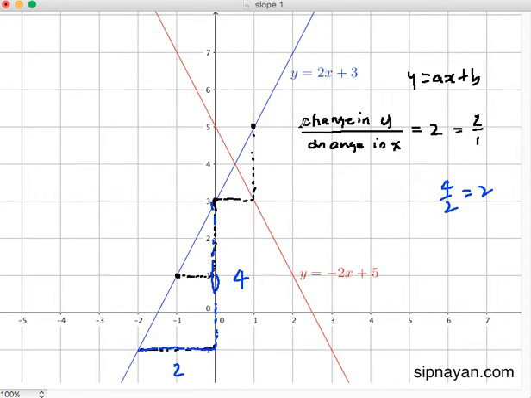Ang ibig sabihin dito sa graph natin, ang ibig sabihin ng rate of change dito is yung slope ng graph. So rate of change or change in y over change in x, ang tawag also natin dyan is another name for it is the slope. Pag yung graph yung pinag-uusapan natin.